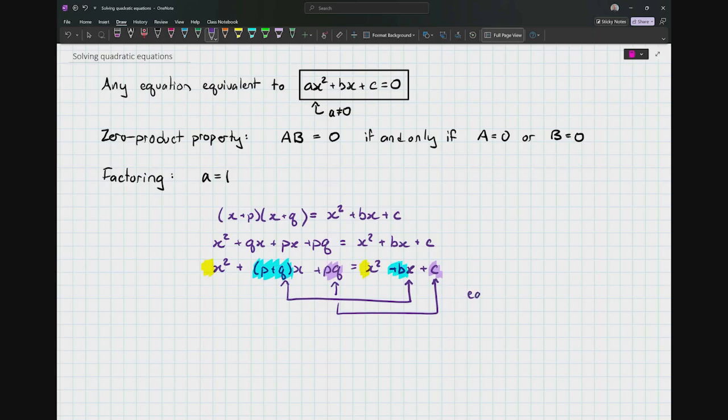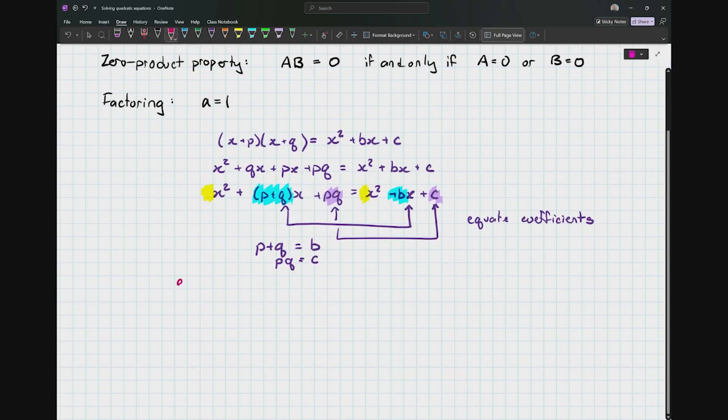If we equate these coefficients from the left and right hand side, we get an idea of how we factor. First of all, the p plus q, the number of x's that we have on the left hand side, has to be equal to the number of x's on the right hand side. P plus q has to equal b, and the constant pq, which is just a number with no variable in there, would have to be equal to c. That's the basic idea of how we come up with the factors of a quadratic expression or a quadratic equation.